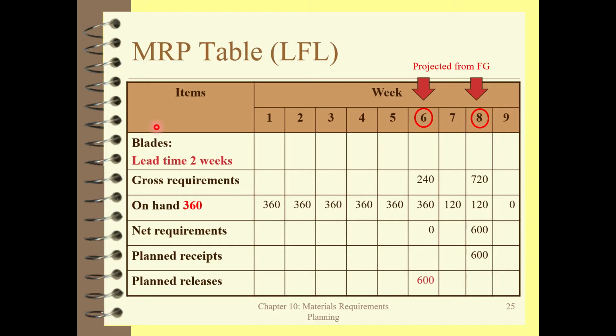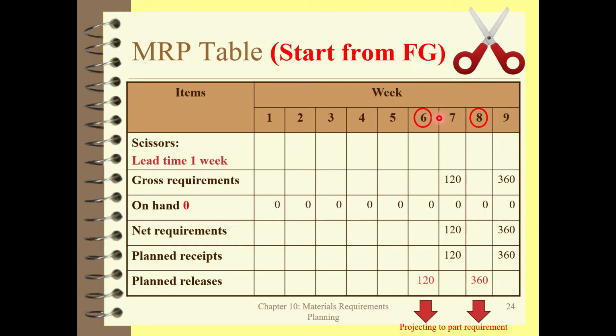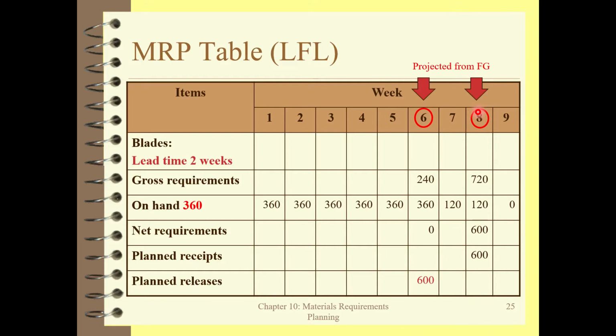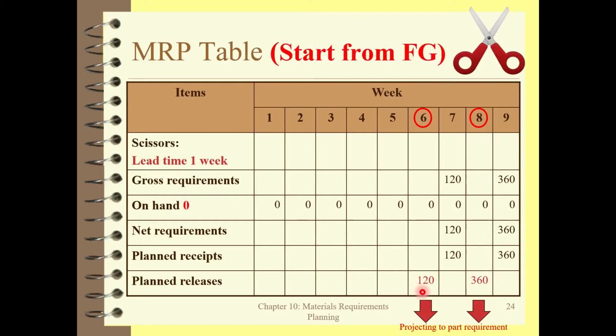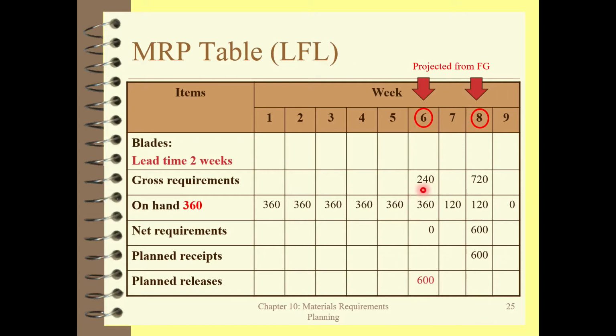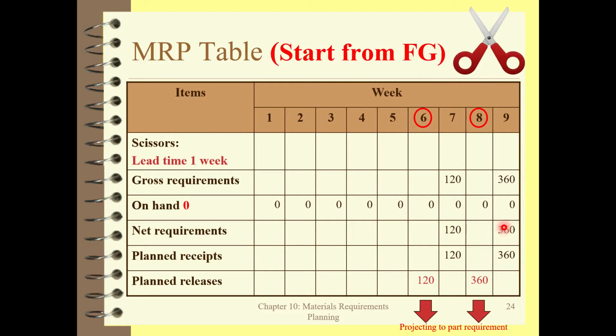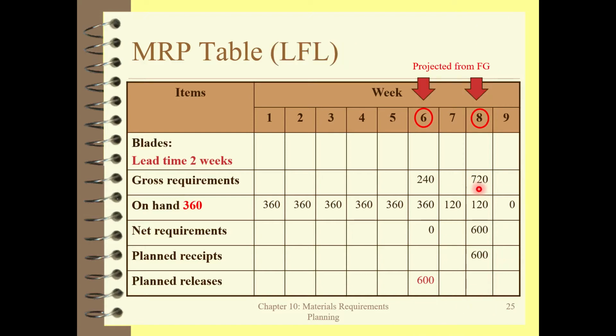Now, if we are talking about blade, which requires 2 weeks lead time, this one you must project from week 6 and week 8 of the finished good. The gross requirement comes from the relationship between parent and offspring, because the relationship between blade and the finished good is 2 to 1, or finished good to the blade, parent item to the offspring, is 1 to 2. So if you want 120 here, you need 240 here. If you want 360 here, you need 720 here, right?